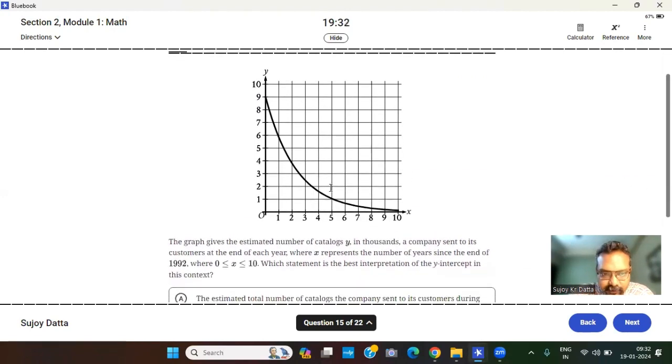Okay, so here it says the graph gives an estimated number of catalogs, y. So y is catalogs, and x represents the number of years since the end of 1992, where x is between 0 to 10. The 0 represents the year 1992. 0 years since the end of 1992 would basically mean it is 1992, 93, 94, 95, 96, 97, 98, and so on. So let us look at the answer choices.